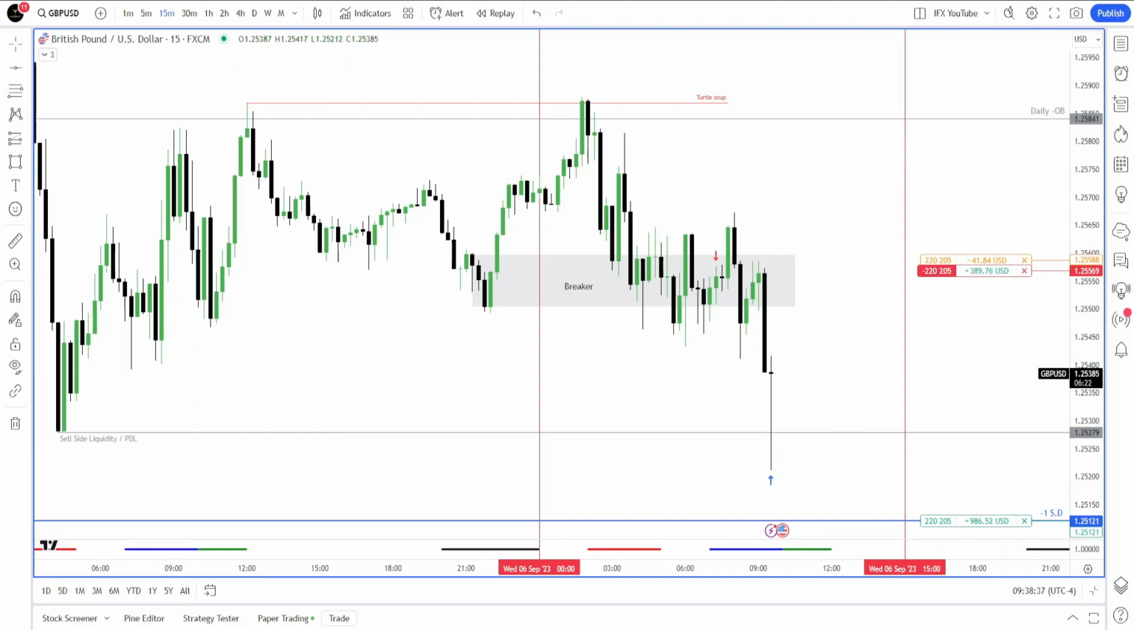Again, I'm just being patient. I've taken my partials, I've banked something at least, and let's see what happens. The only reason I took these partials, I know I don't really take them on a 1-to-1 RR, is the news release at 10 AM, which I need to be careful of.